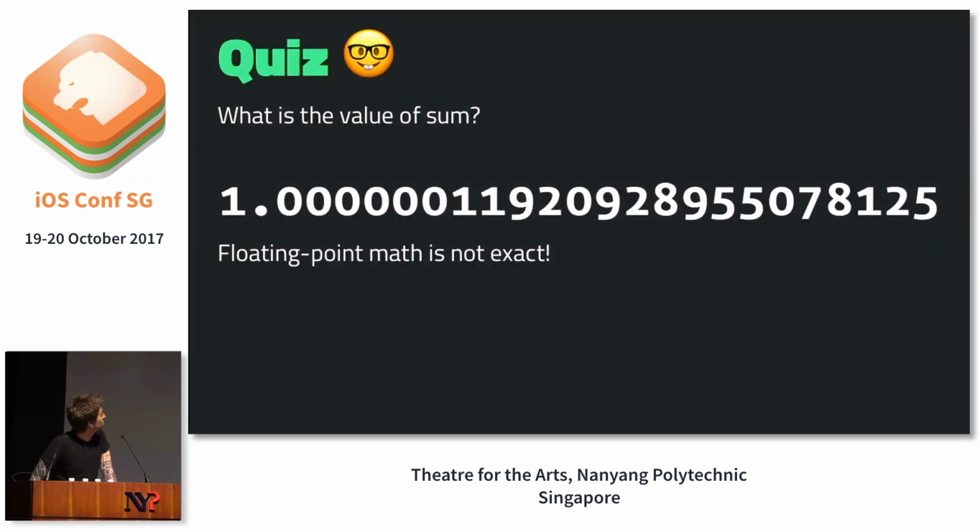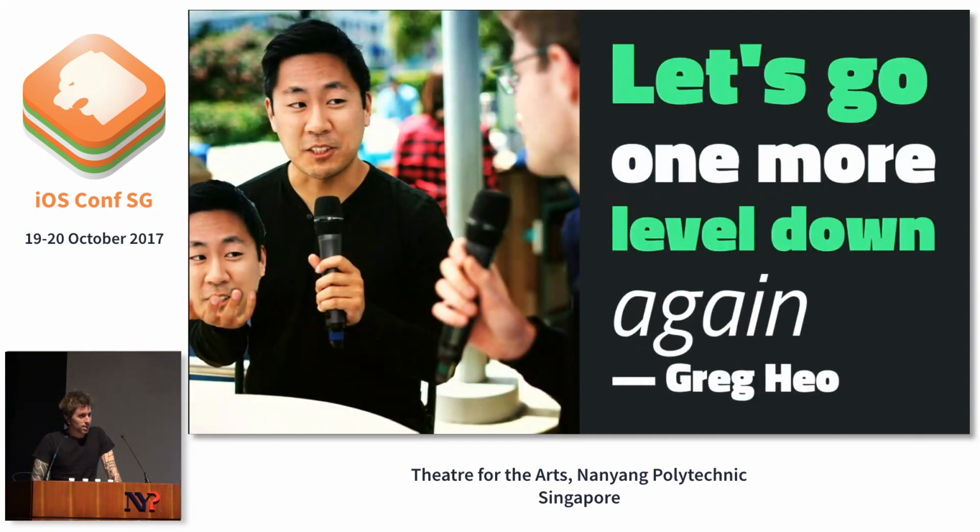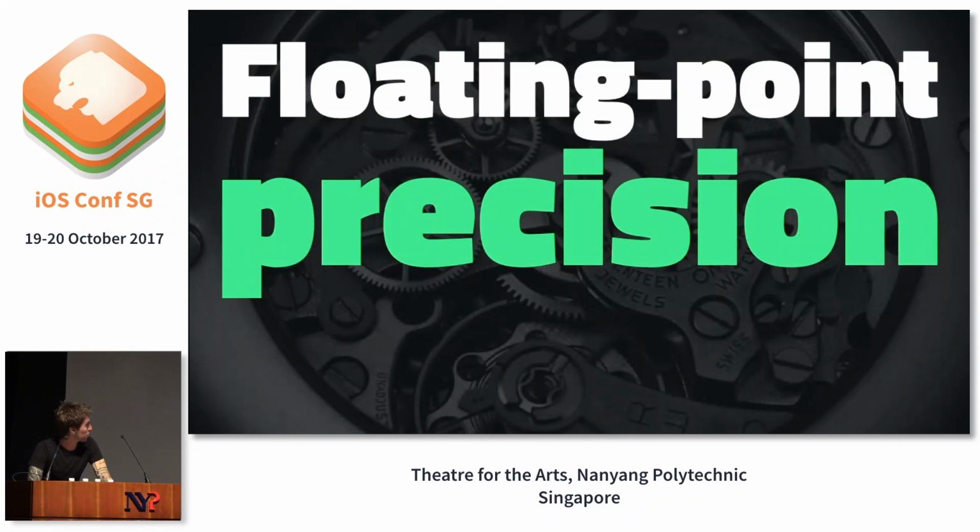It's 1.00119, all these garbage numbers here. Floating point math is not exact. So what's happening here? Thank God for Greg Keogh. We need to go one more level down again. So we're going to talk about floating point precision.